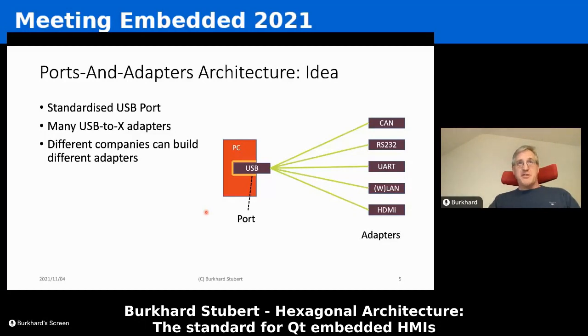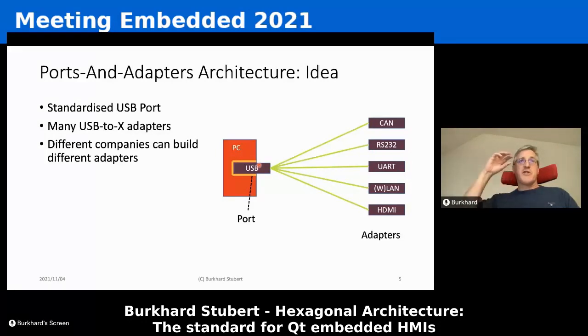So I need adapters for everything, but it's the same with my build server under the table. And so you have an adapter from USB, say, to CAN, to RS-232, to UART. You have these wireless LAN dongles or adapters to Ethernet. You have HDMI adapters, whatever, and it all goes into USB, which is standardized.